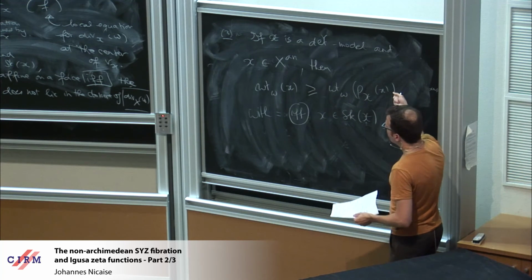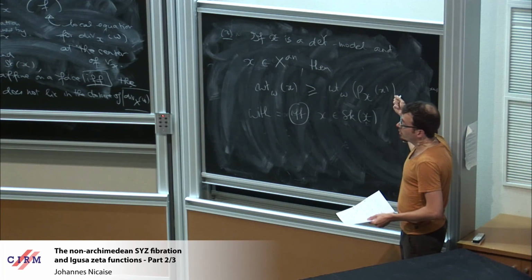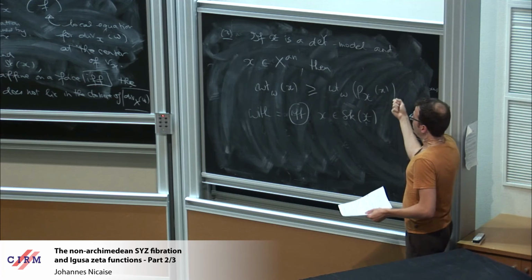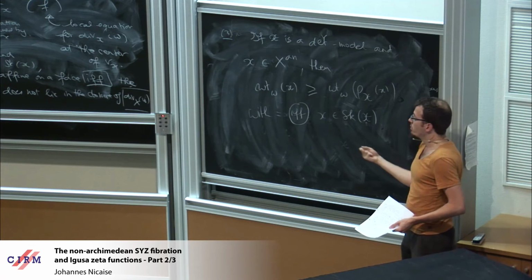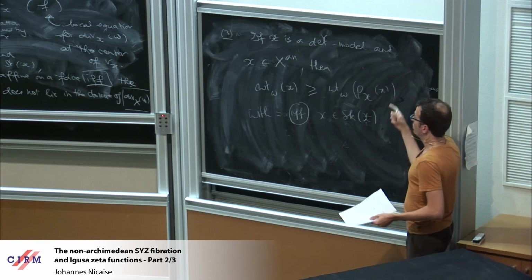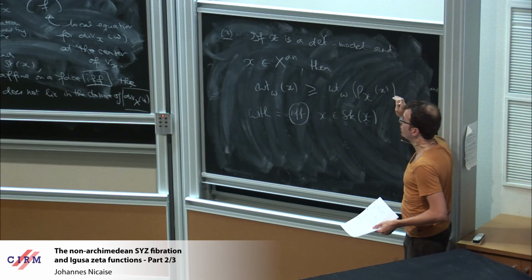So the first property is essentially a translation of the property that the pair consisting of curly X and the reduced special fiber is log-canonical. And the second property is a translation of the fact that every log-canonical center meets the strict normal crossings locus. So this really comes from the fact that we work with DLT models in a serious way.